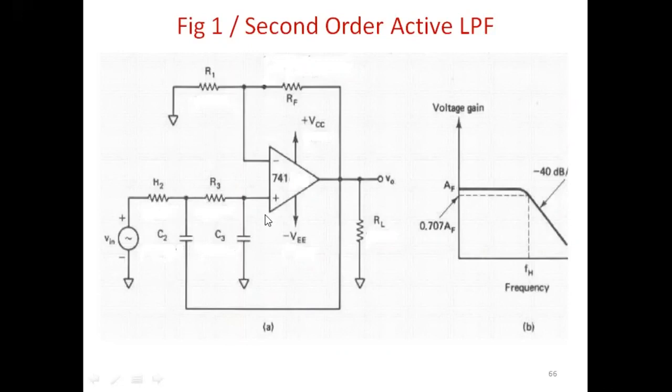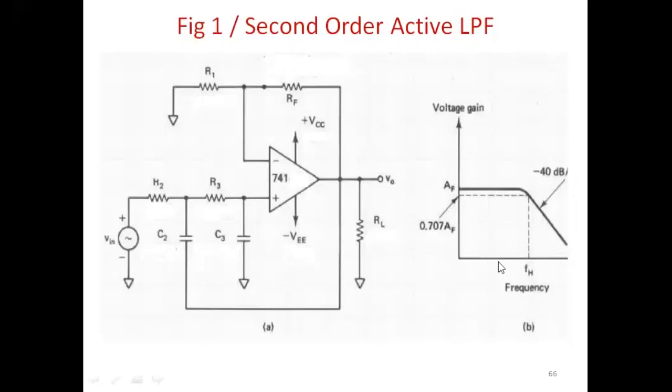Input is given to the positive terminal. Feedback component RF is there. Input resistor R1 is there. This terminal is grounded. Output we are taking across RL. So this low pass filter is called a second order active low pass filter.